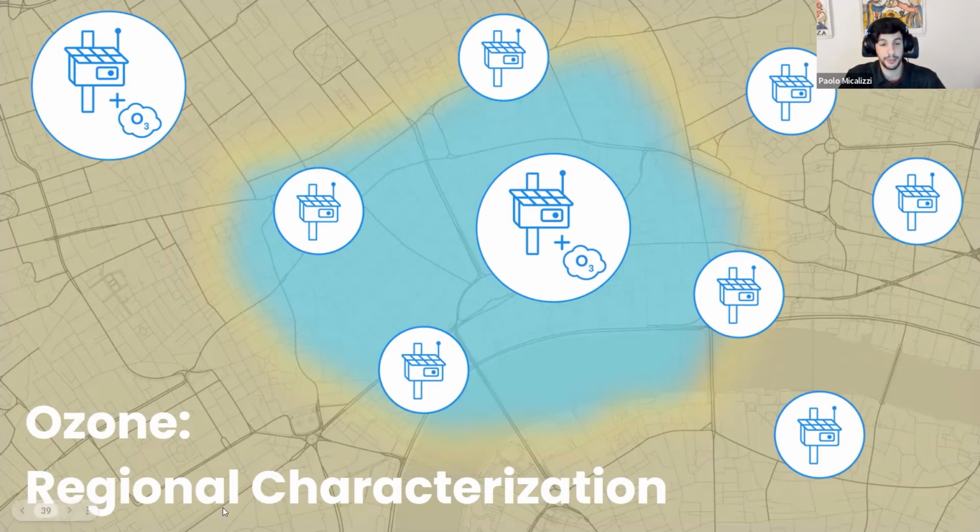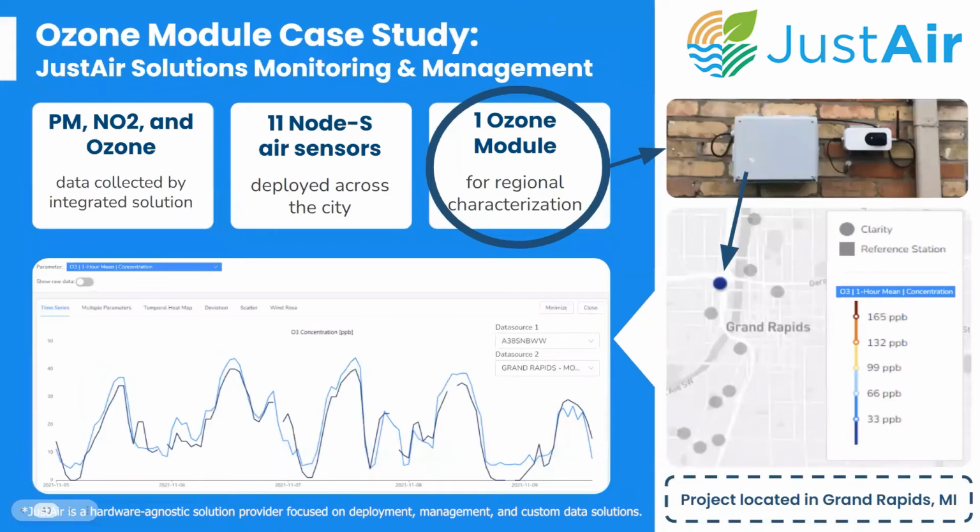Next slide, please. Here we show a project in Grand Rapids, Michigan. Prior to the implementation of this network, there was only one reference monitoring station there. Now our friends at Just Air, an air monitoring solution provider in charge of deployment, management, and development of custom data solutions and visualizations, have deployed 11 Node S and 1 ozone module. So this has enriched the data set available to the Grand Rapids community by one order of magnitude. And it's really allowing them to study and highlight disparities in air quality for disadvantaged communities, which is the focus of the project, which is really nice. So next slide.